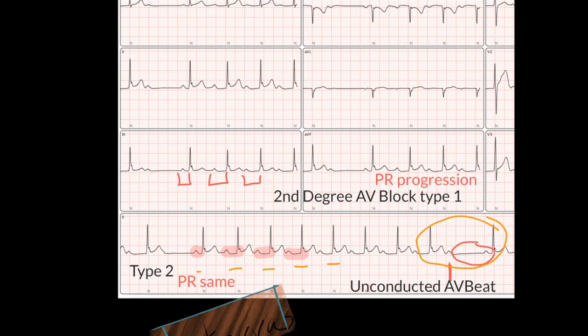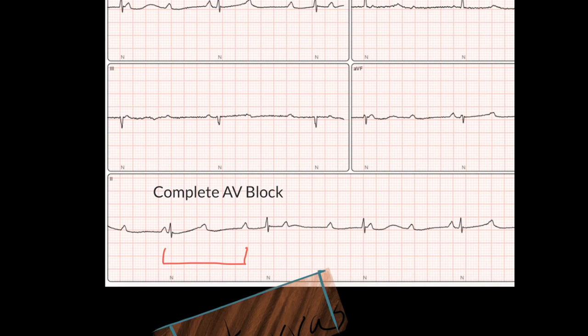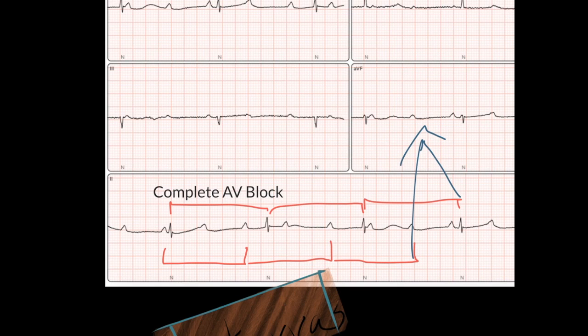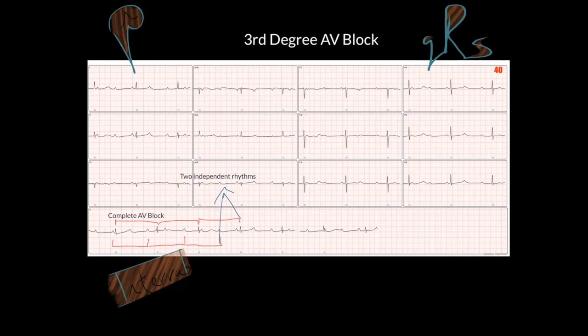So if second degree AV block is an impaired progression of the depolarization through the AV node that eventually leads to a blocked depolarization and a dropped QRS complex, then third degree AV block is a complete block of the AV node so that no depolarizations get through. So what you see here in this ECG is two independent depolarizations. You're getting a consistent distance between the P waves and a consistent distance between the QRS complexes, but they are not connected. And two independent rhythms is third degree AV block.